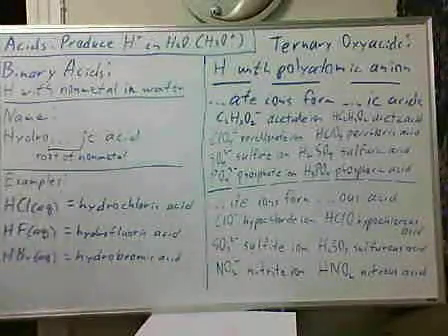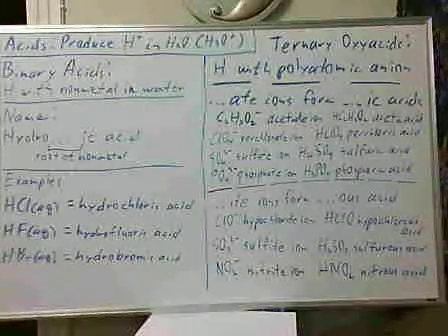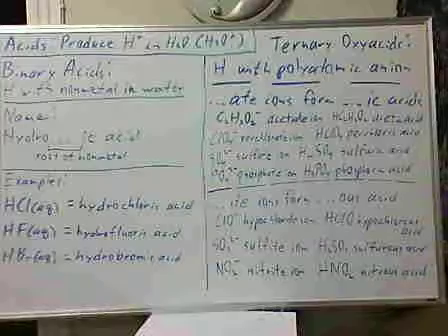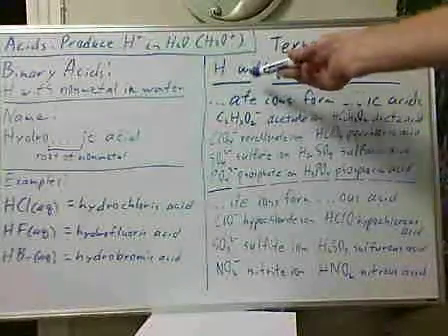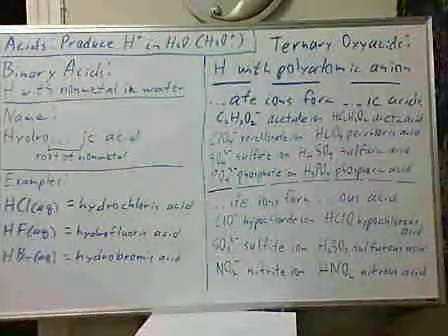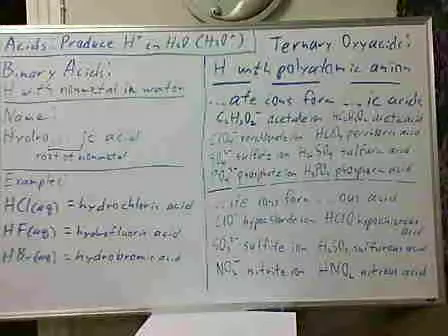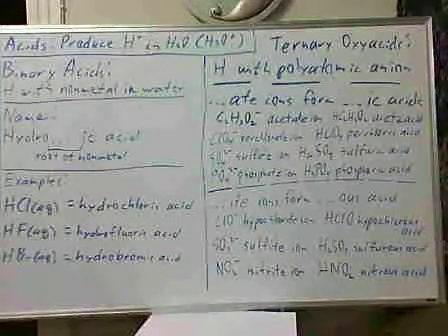We have binary acids, which is hydrogen with one other nonmetal, and this is in water. And we have ternary oxyacids, which is hydrogen with a polyatomic anion. We have 2 naming conventions on the anions, so we have 2 naming conventions on those acids.